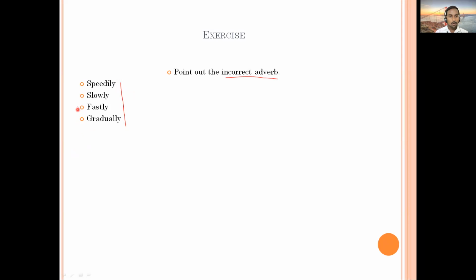I think you just forgot. One or two minutes before, we studied this, no? Fast itself is an adverb. It is not used as fastly. Speedily is okay. Speedily is an adverb. You can make a sentence also: he ran his car speedily. Gradually, slowly, it's okay. But fastly is the incorrect adverb. So fastly is not correct here.